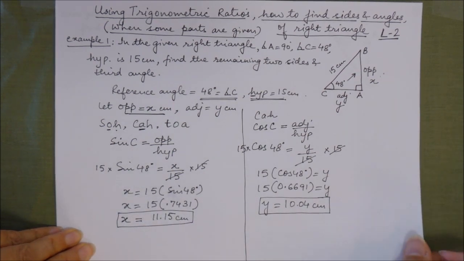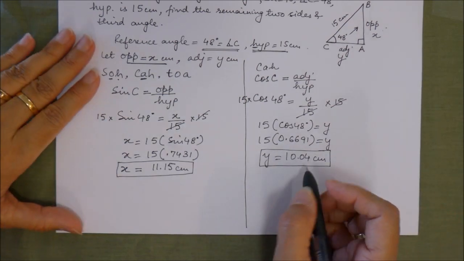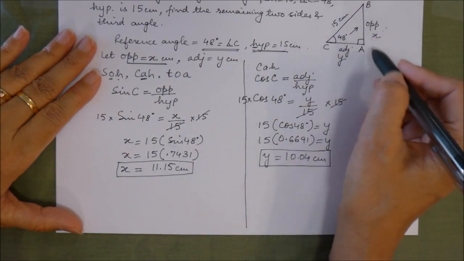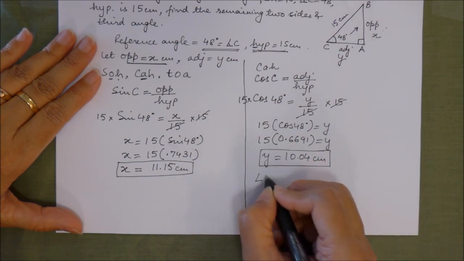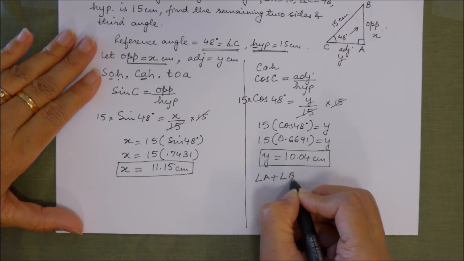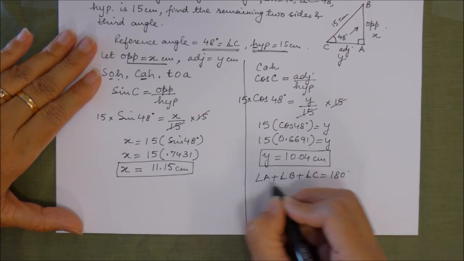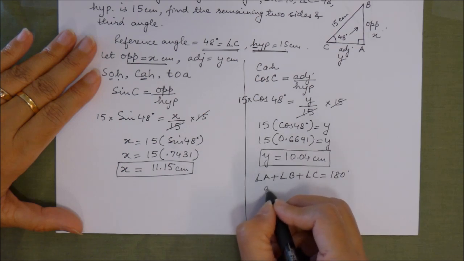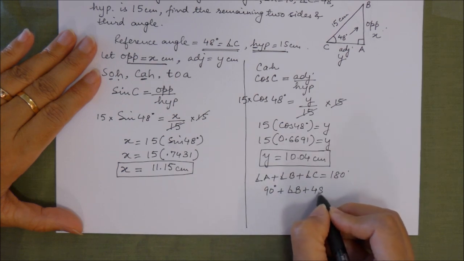Now we have to find the third angle also. To find the third angle, we can use the fact that the sum of the angles of a triangle is 180 degrees. So we can write angle A plus angle B plus angle C equals 180 degrees. Angle A is 90 degrees as in the question, B we have to find out, and C is 48 degrees.